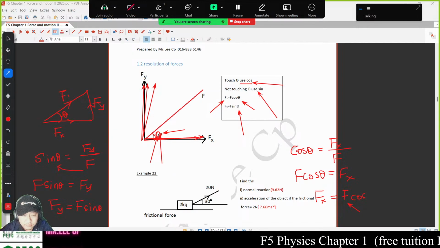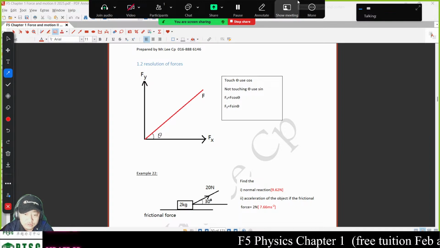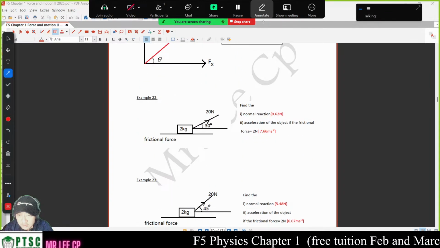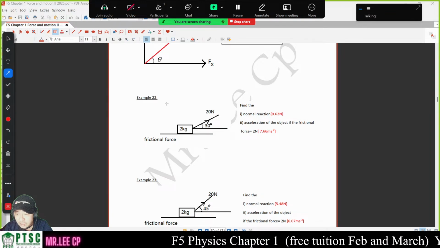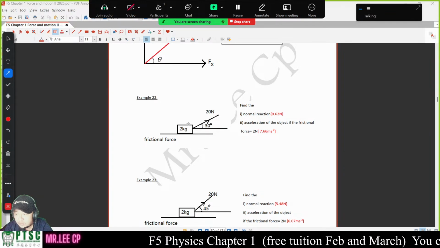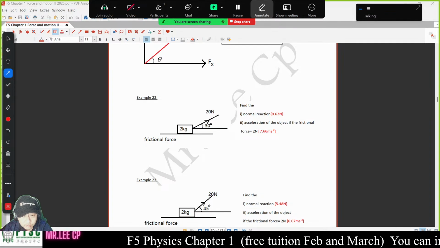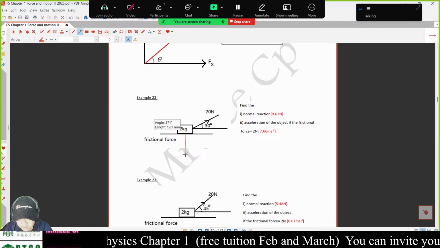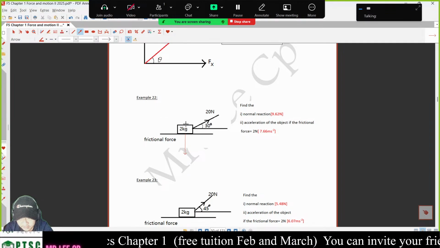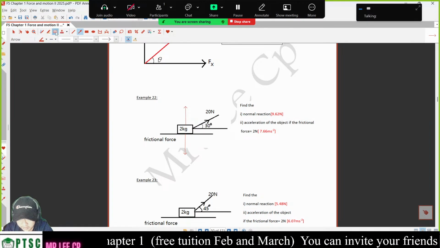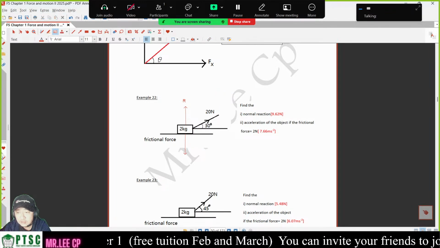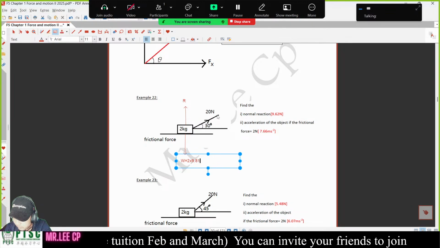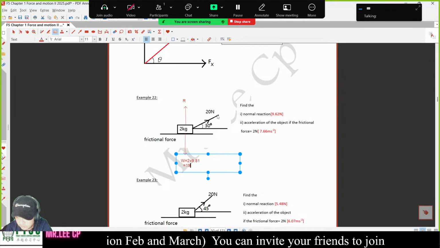Okay, if you are still not really sure, never mind. We try to have a look at this example. Find the normal reaction. So where is the normal reaction? We need to label all the forces in first. There are two forces acting here. One is called weight, one is called normal reaction. So this is R. This is W. How much is W? 2 kg times 9.81, so it is equal to 19.62.